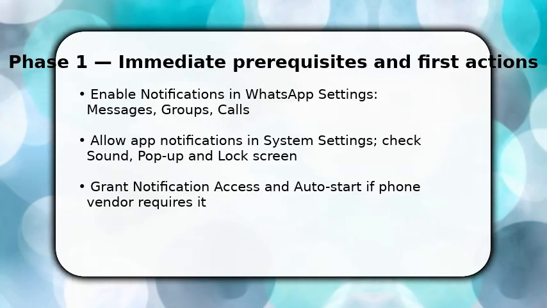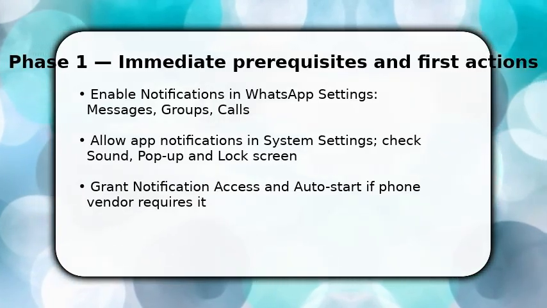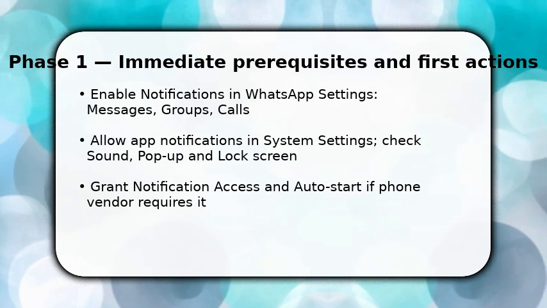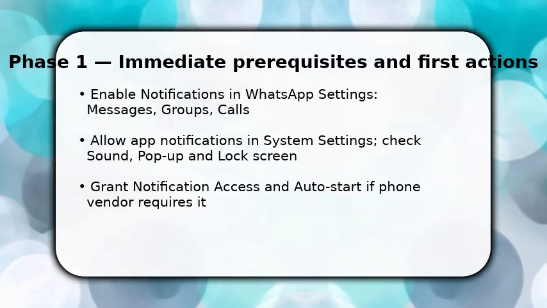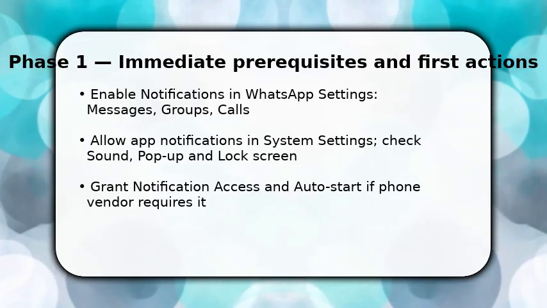These often block alerts. You must disable sleep or deep battery modes for WhatsApp, because the OS can kill background processes and stop notification delivery.